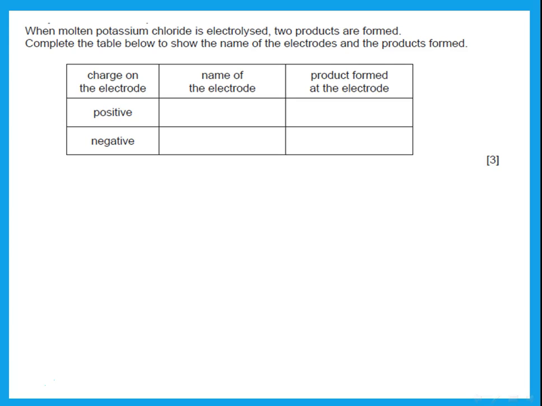Okay, when molten potassium chloride is electrolyzed, two products are formed. Complete the table below to show the name of the electrodes and the product forms. If the electrode is positively charged, it attracts the negative ions. The negative ions are called anions, so this electrode is called anode. Now the negative electrode attracts the positive ions. Positive ions are called cations, so this is called cathode.